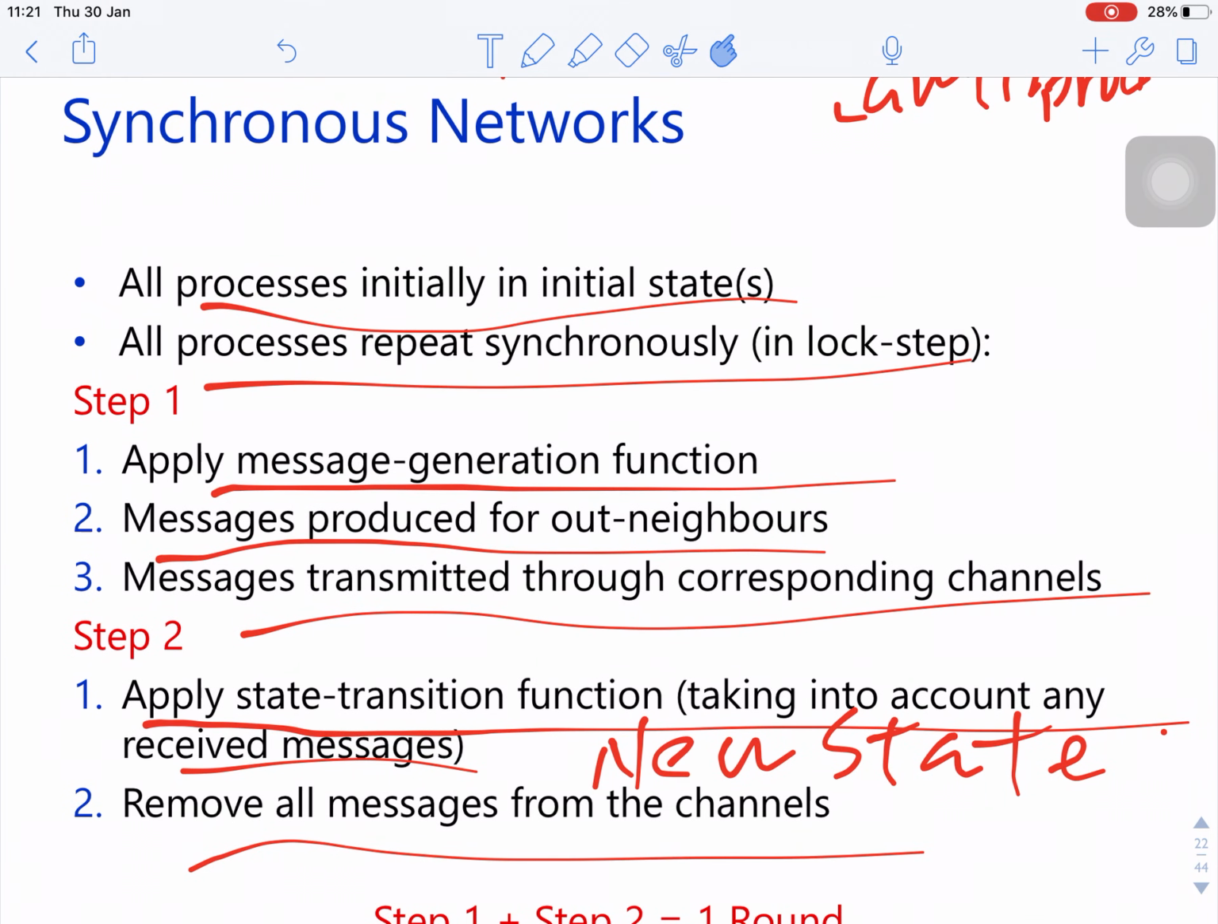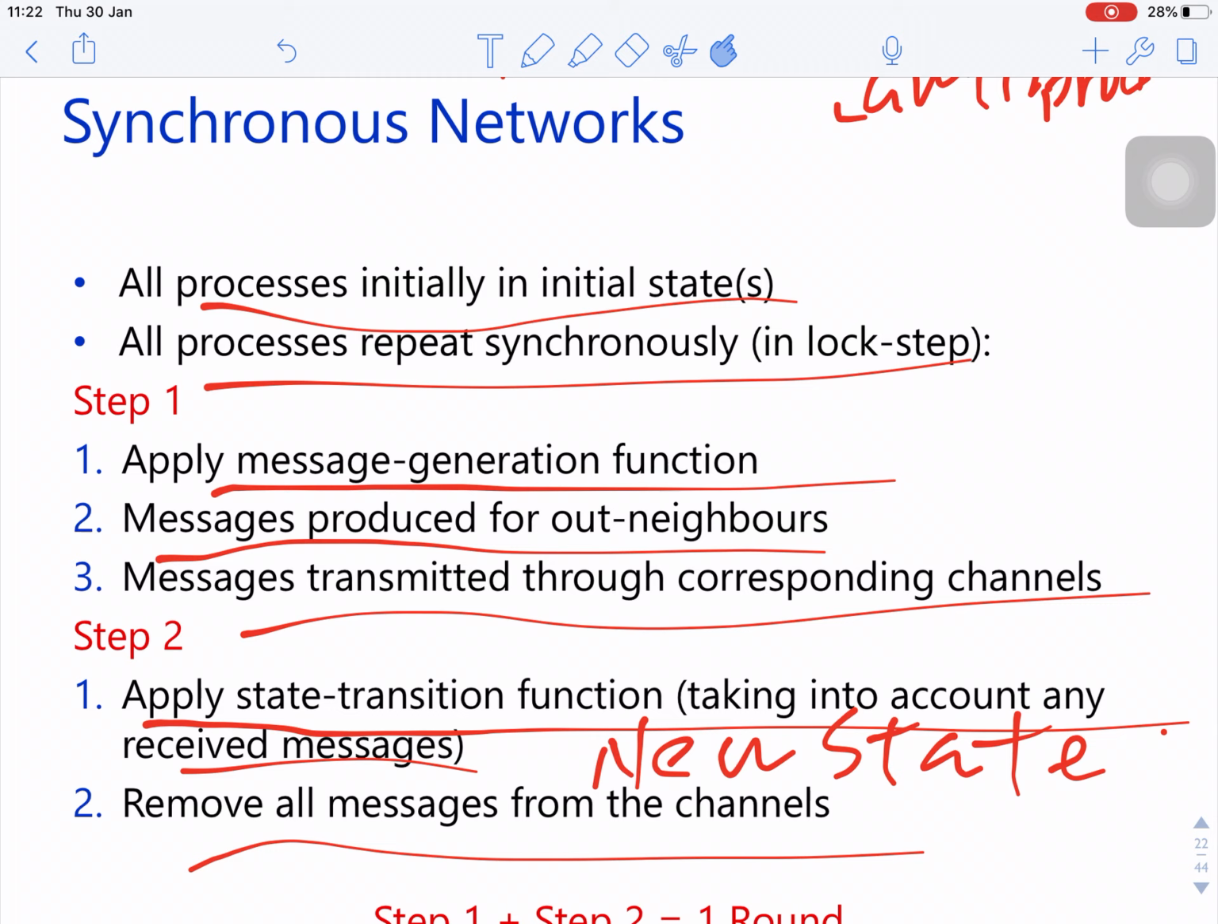So let's talk about the synchronous network and the asynchronous network. In this module, we are going to talk about the synchronous network, which means that all the processes are in the initial state, and all processes repeat synchronously in lockstep. Lockstep means that it's like a waterfall method, which means that the first one must stop before the second one starts. And we are going to apply the message generation function, and the message is produced.